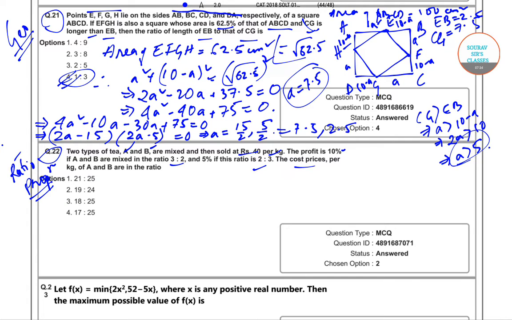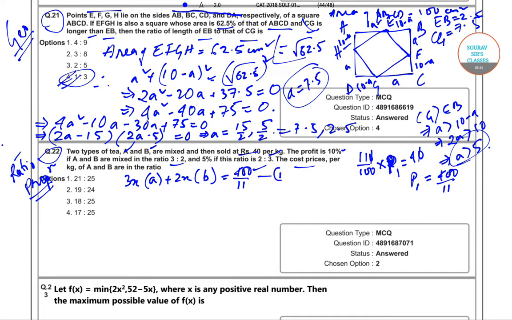So now if A and B are mixed in the ratio of 3:2, then we can take the quantity of A as 3x and the quantity of B as 2x. Therefore the total cost price in that case will be 3x into a plus 2x into b, and this will be equal to, since the profit is 10% and the selling price is 40, 110 by 100 into x into the cost price P1, which is equal to 40. So the zeros cancel out, and ultimately P1 will be equal to 400 by 11. So we have 3x into a plus 2x into b equal to 400 by 11. This we can take as equation 1.